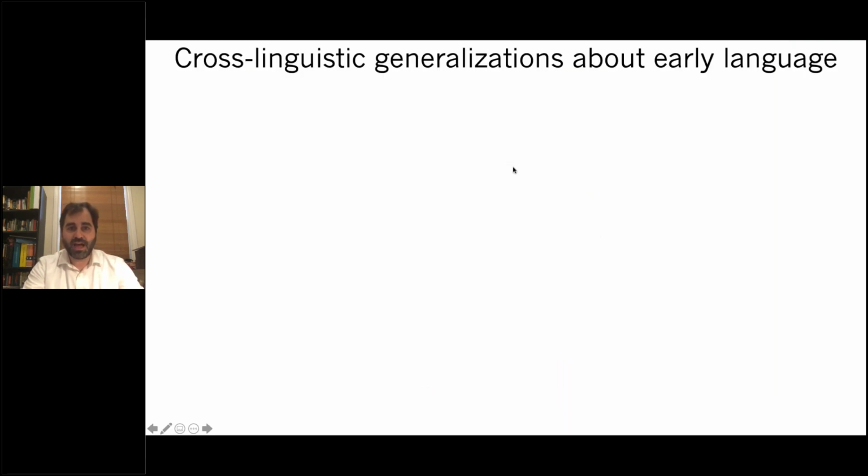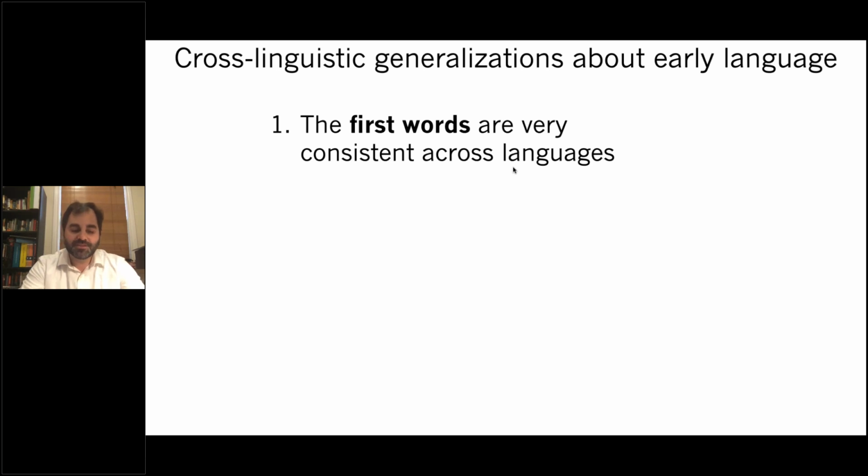Now, much of the work that I've been doing in the past couple of years uses the WordBank data set to make cross-linguistic generalizations about early language. And just because this is the bulk of my work right now, I want to share just a couple of those with you before I go on to using this for cognitive modeling. A couple of things have come out of our analysis of the WordBank data.